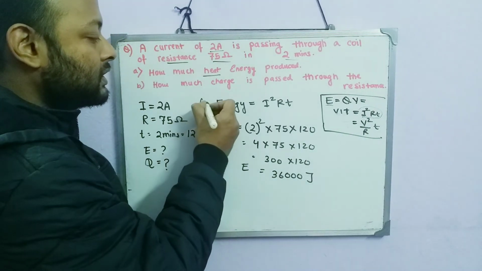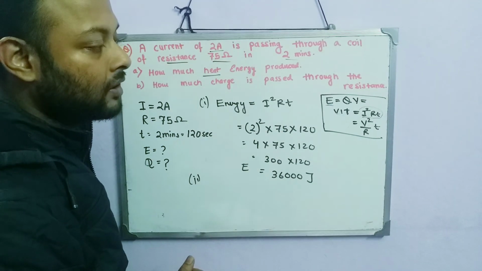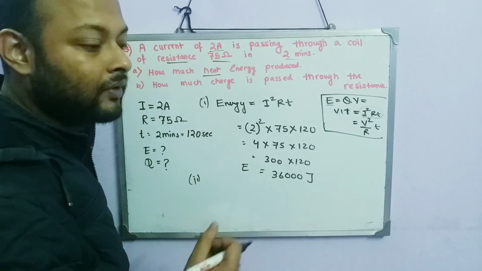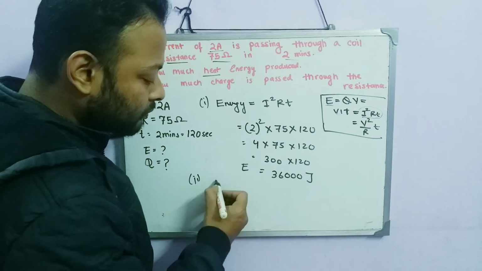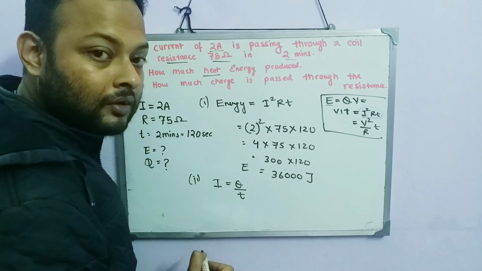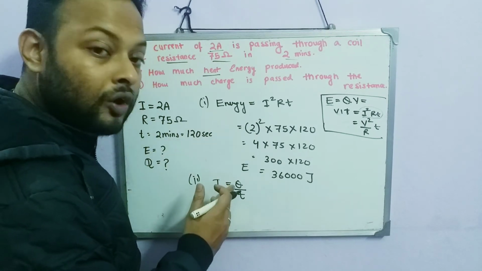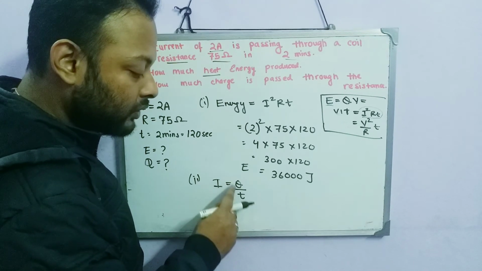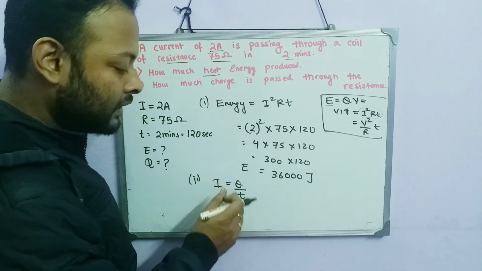Now this is the first and the second point. How much charge is passed? I will get the answer in a different way, not by using this formula. I know current is equal to charge by time. This we have studied previously. Current is the rate of flow of charge, so charge by time: how much charge is flowing in how much time. So let me put the values in this formula. I'll get the value of Q.